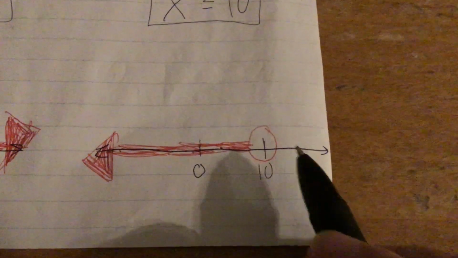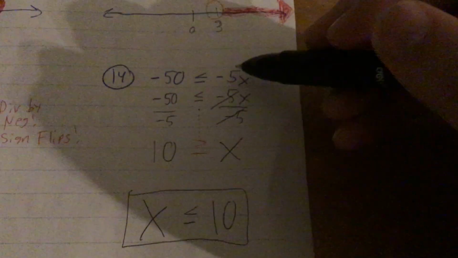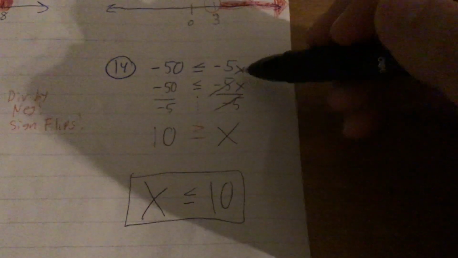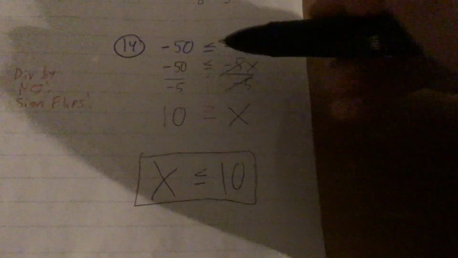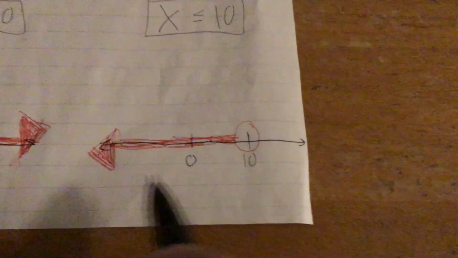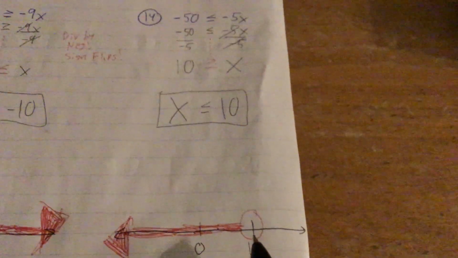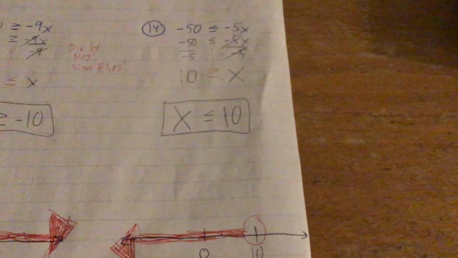But if I go just one step further to the right, let's go with 11. Negative 5 times 11 would be negative 55. Negative 50 is not less than or equal to negative 55. That would be a false statement. So anything that's shaded is true. One last question. X is less than or equal to 10. Is 10 itself included?